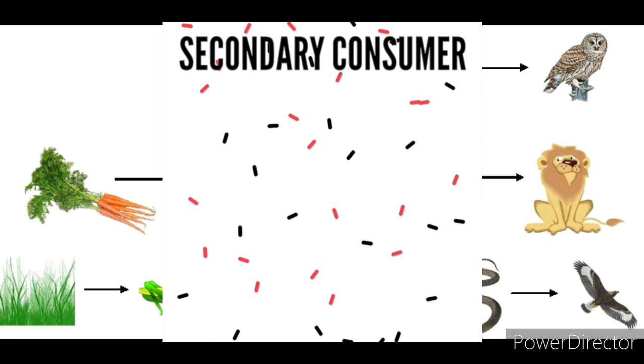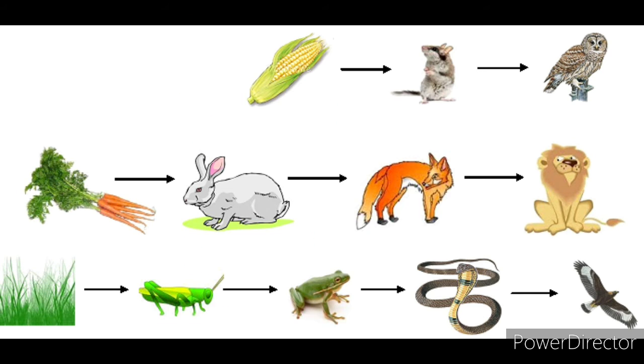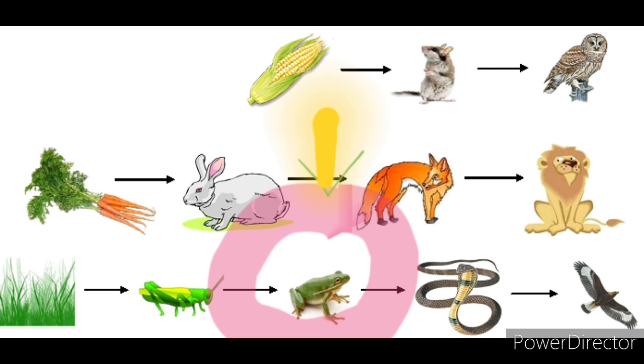And the fourth one is secondary consumers, also called primary carnivores. These organisms are dependent on the primary consumers. You can see here, frog is an example of a secondary consumer.